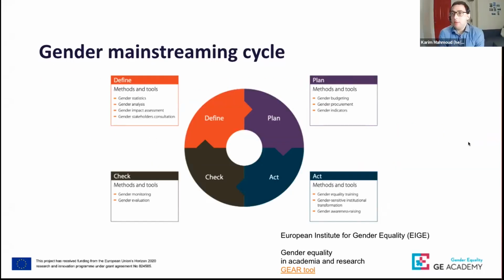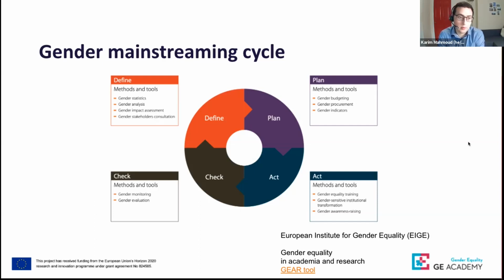Okay, so I thought we would recap where we are in the gender mainstreaming cycle. With the gender analysis, we were in the define stage, where we were using different methods and tools in order to identify data and to find out what the state of play within the organization is. We've moved on to the planning phase by developing gender indicators. And now it's time to start designing a gender equality plan. So we're moving through this gender mainstreaming cycle.